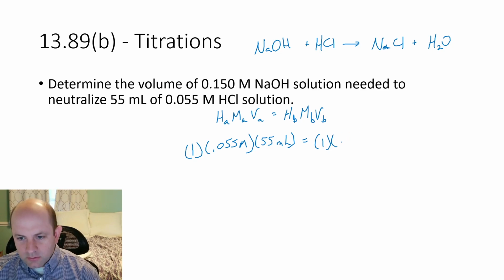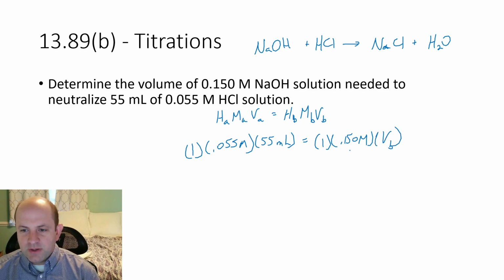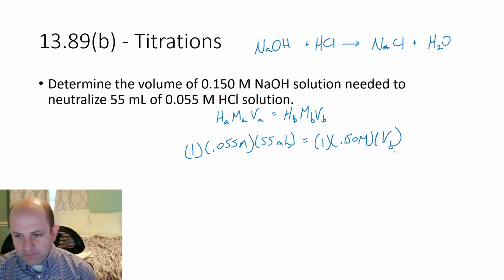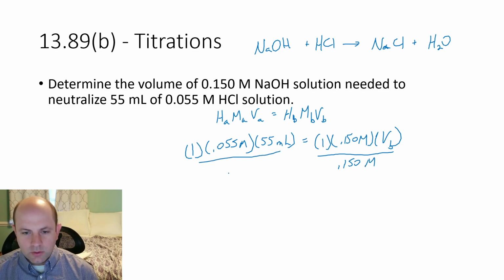So 0.150 molar. And then, yeah, determine the volume. So we were trying to find VB. How much base should we add for this? To get that by itself, the 1's fine. We're going to divide both sides by 0.150, and then that will give us VB. So let's do that.